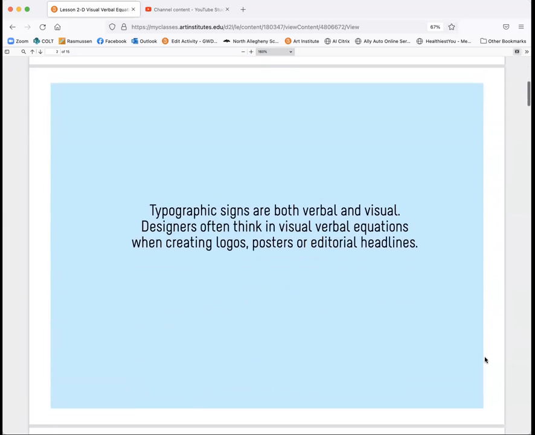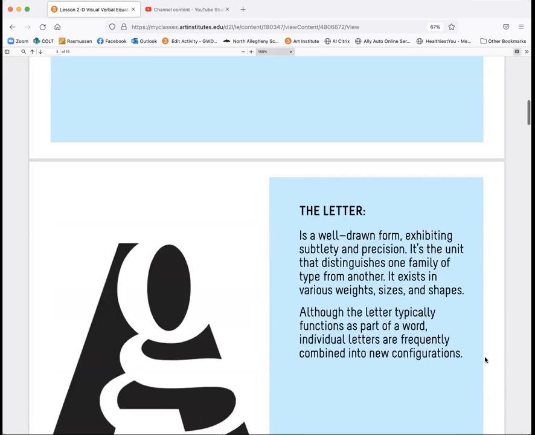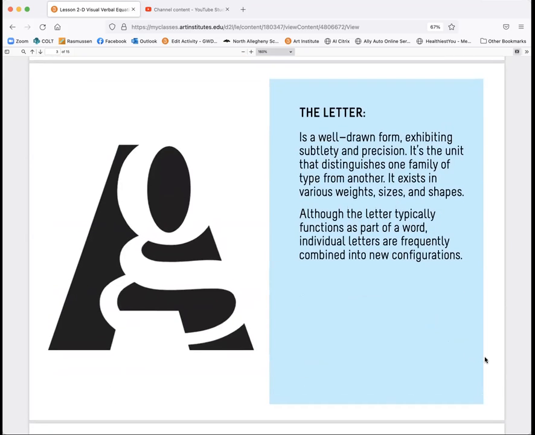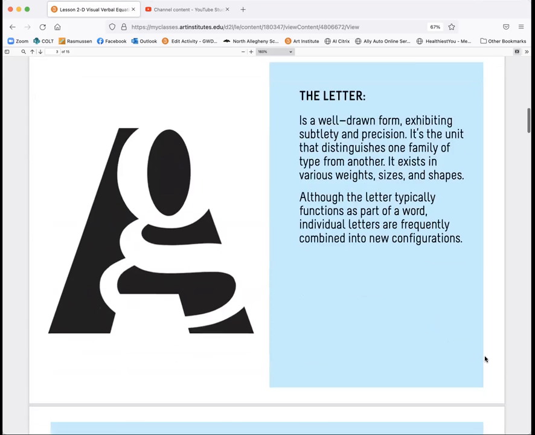So typographic signs are both verbal and visual. Designers often think in visual verbal equations when creating logos, posters, or editorial headlines. So you have the letter. It's a well-drawn form exhibiting subtlety and precision. It's the unit that distinguishes one family of type from another. It exists in various weights, sizes, and shapes. Although the letter typically functions as a part of a word, individual letters are frequently combined into new configurations.